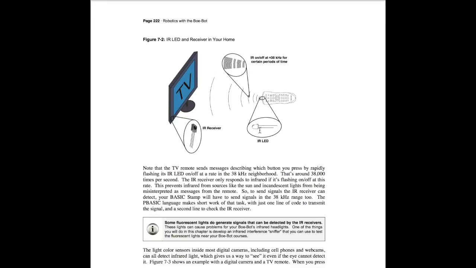Okay, so here's that picture. We have our infrared LED here. It's inside remote controls. They modulate that as they send it to a TV, and the TV has an infrared receiver in it that demodulates it and gets the messages off.